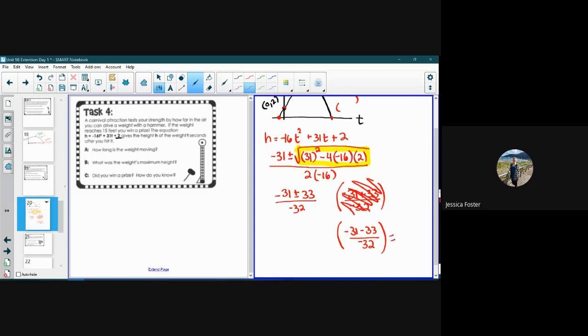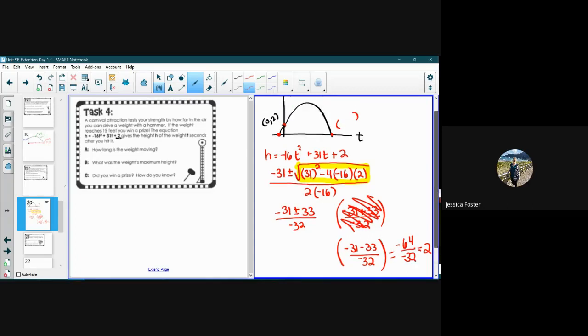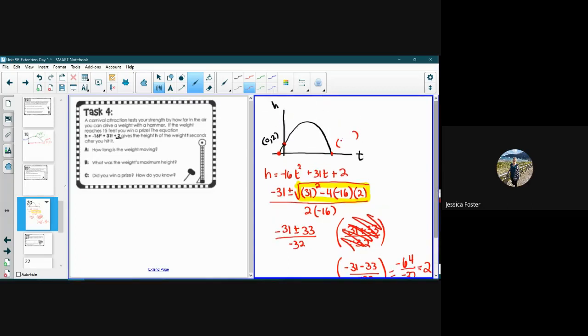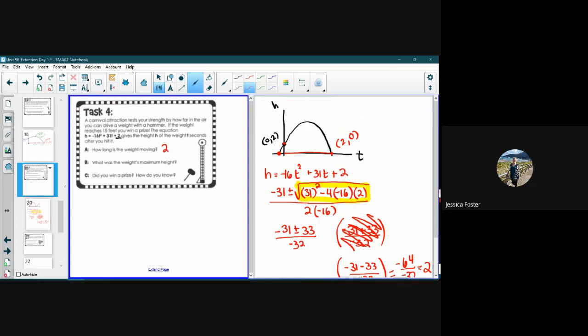So focusing on my positive solution, I have negative 31 minus 33, which is negative 64. Negative 64 divided by negative 32 is a positive 2. So one of my solutions is at t equals positive 2. So we're at 2 when our time was at 0. So that means the time it took for it to go up and over, that time traveled there, was 2 seconds. So how long is the weight moving? 2 seconds.